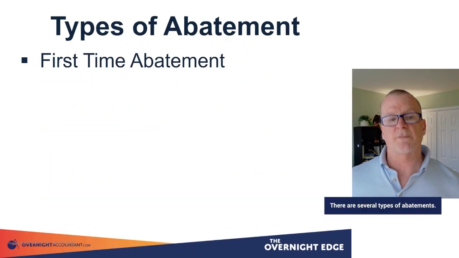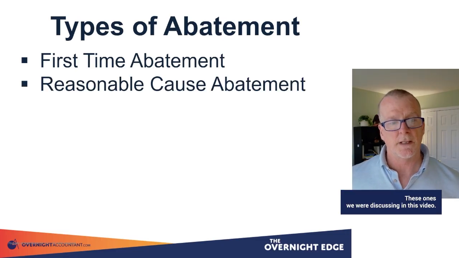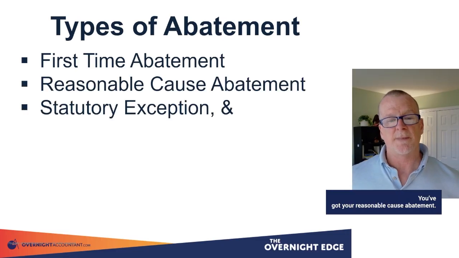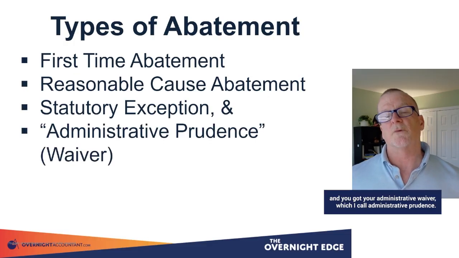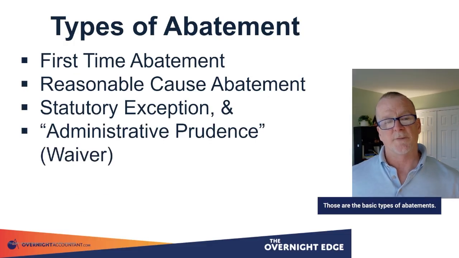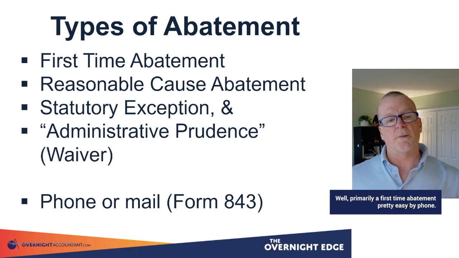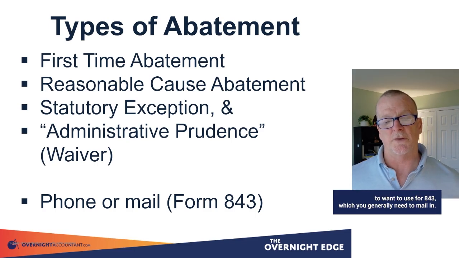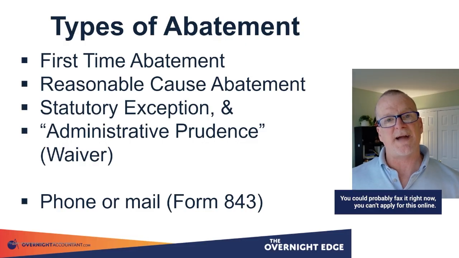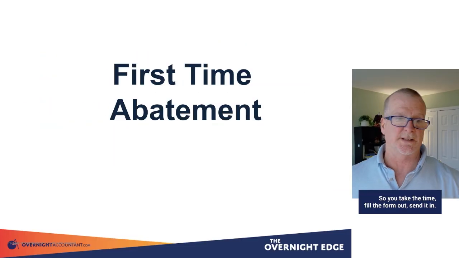There are several types of abatements. There are the first type of abatement. These are the ones we've been discussing in this video. You've got your reasonable cause abatement, you've got statutory exception, and you've got your administrative waiver, which I call administrative prudence. Those are your basic types of abatements. You can do these by phone. Well, primarily a first-time abatement's pretty easy by phone. For the other ones you're probably going to want to use Form 843, which you generally need to mail in. You could probably fax it. Right now, you can't apply for this online. So you're going to take the time, fill the form out, and send it out.